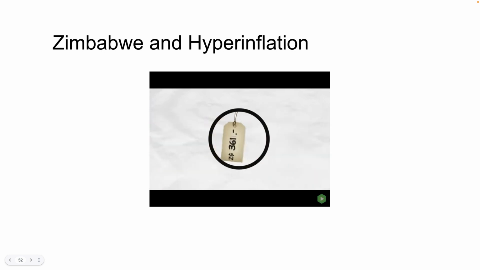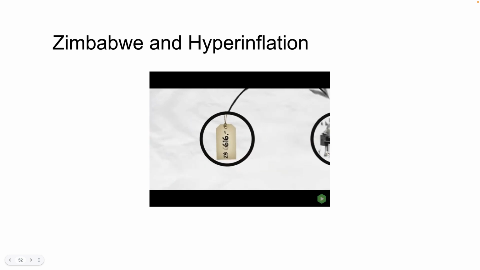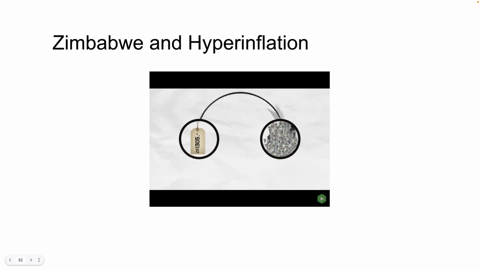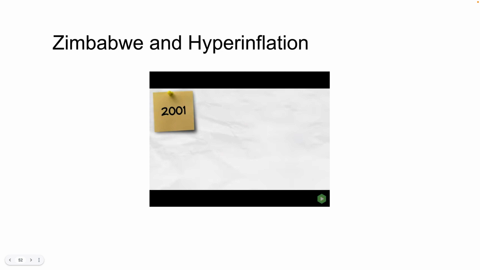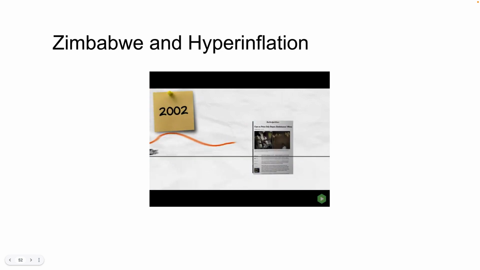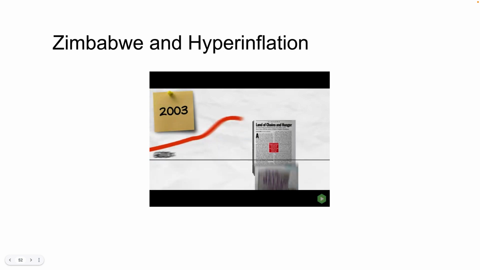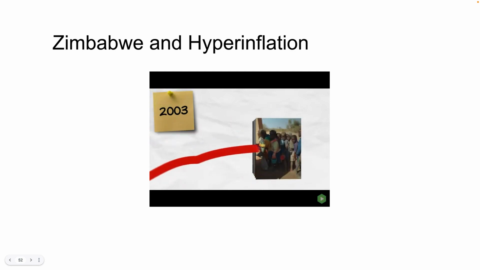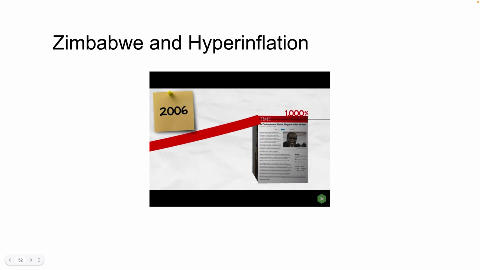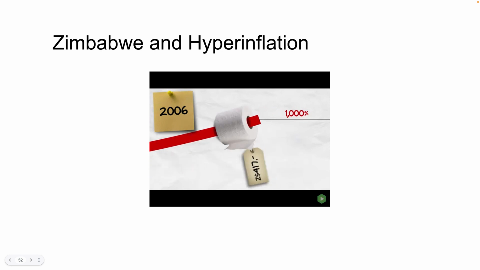The faster prices rose, the more money the government printed. And the faster prices rose. A feedback loop. By 2001, prices were rising at a rate of 100% per year. By 2002, 200% per year. 2003, 600% per year. By 2006, prices were rising at over 1,000% per year, and it cost 417 Zimbabwean dollars to buy toilet paper. No, not per roll, $417 per sheet.